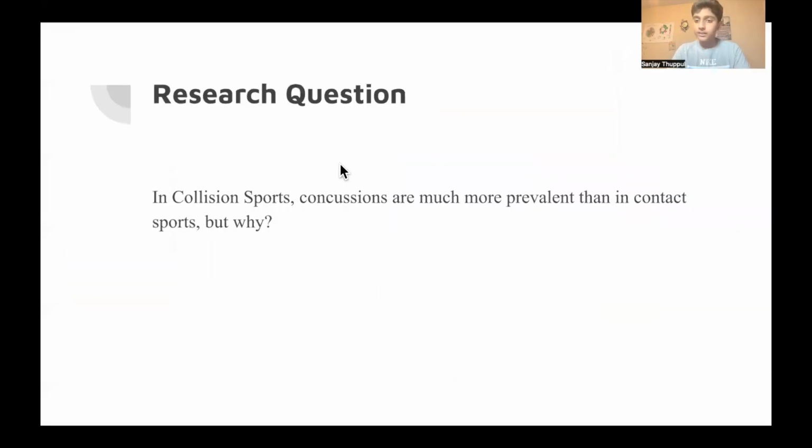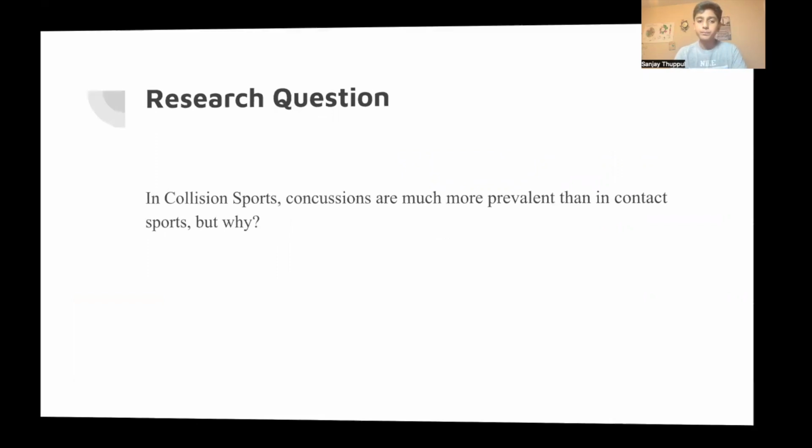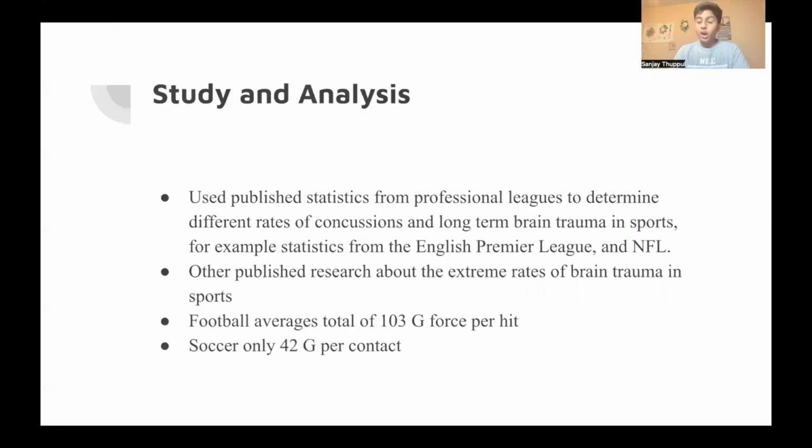This led us to thinking, why exactly do collision sports have such a higher occurrence rate of concussions? And what exactly is it that causes this increased rate? Our study and analysis. Using published statistics from professional leagues, we could determine different rates of concussions and long-term brain trauma in sports and identify why they had such different rates.